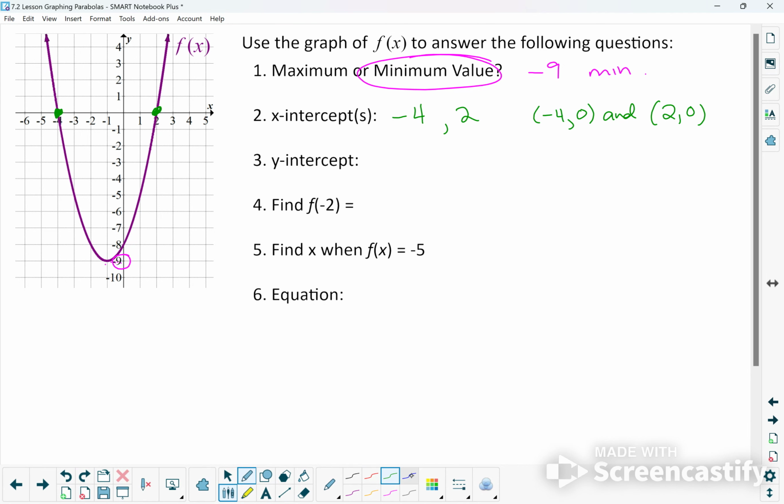Our next question asks us the y-intercept. So we are looking for where the graph crosses the y-axis. This is not asking us for the location of the vertex. It's asking us for the y-intercept. So the y-intercept is at -8, or in point form, this would be the point (0, -8).